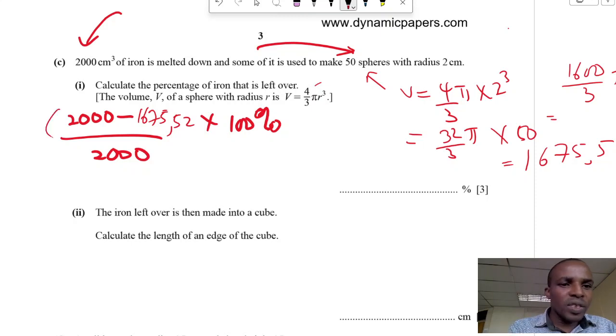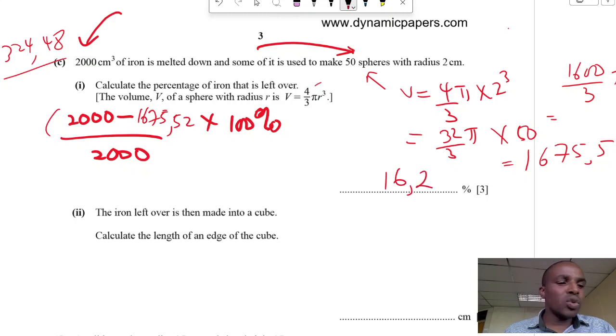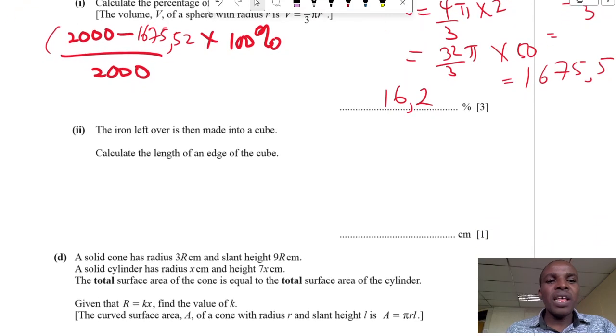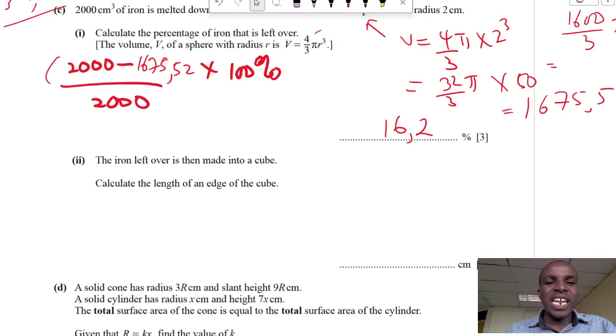324.4. You get 324.48. Then this one now divided by 2000 times 100, expressed as a percentage. You get 16.2% to 3 significant figures. Done. Just like that. Then next, the iron left over is then made into a cube.